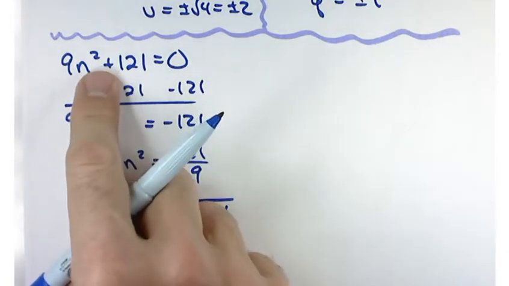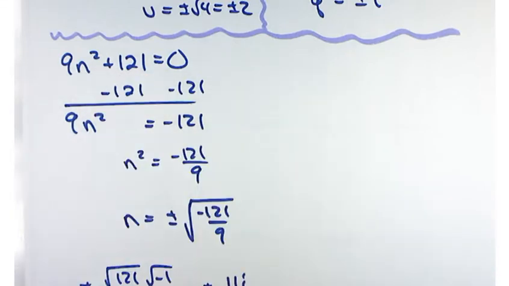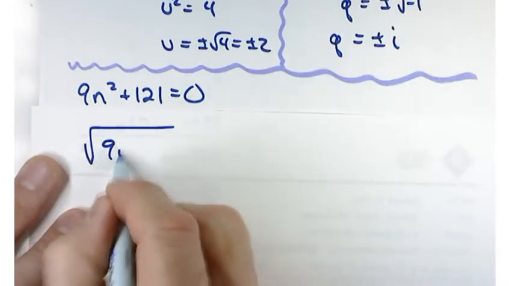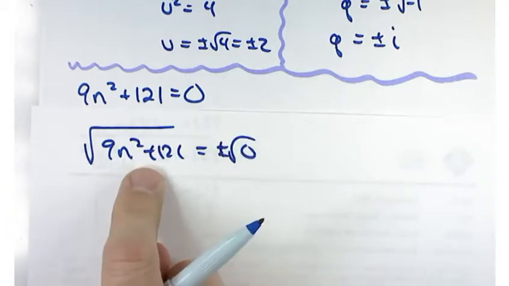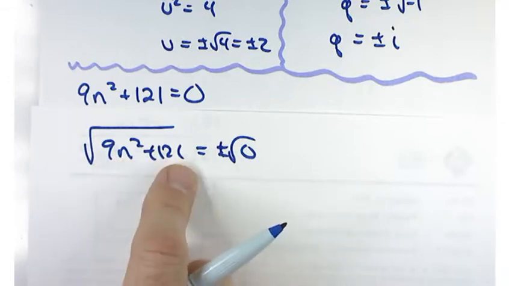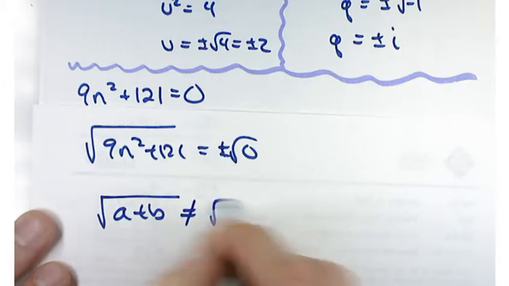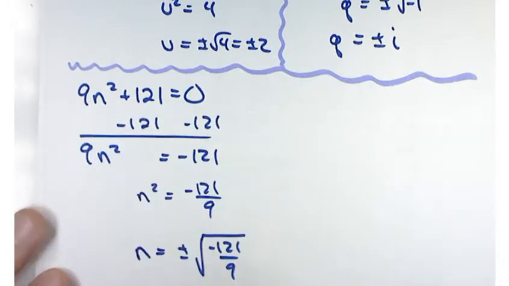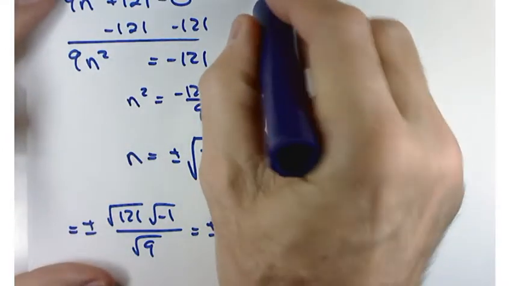The one thing that I don't want, though, is you can't take the square root of both sides here, because in doing that, you'll be stuck. If you say, okay, well, the square root of 9n squared plus 121 equals the square root of 0, you can't go anywhere with this. You can't break this up as the square root of 9n squared plus the square root of 121. It just doesn't work. In general, the square root of a plus b does not equal the square root of a plus the square root of b. You can't distribute that square root. So don't do it. Good job. Let's keep going.